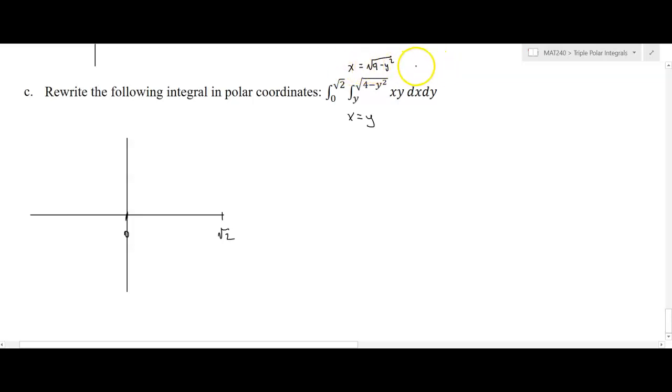Now, x equals the square root of 4 minus y squared. We could square both sides and add y squared and see that this is a circle of radius 2. And so we have a circle of radius 2, which is going to look something like this. I'll draw it a little bit taller. There we go, a circle of radius 2 like this. And now we are also bounded by the line y equals x. So this is the line y equals x right here.